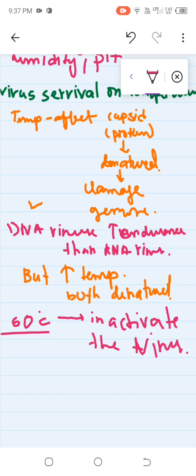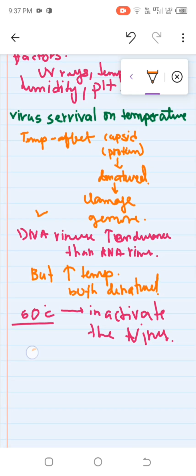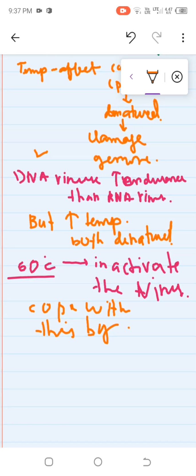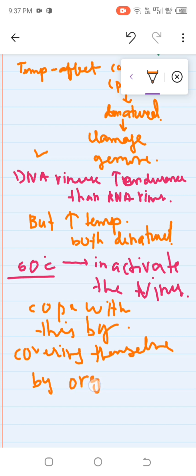Okay, so how does the virus cope with this situation? Basically, viruses cope with this by covering themselves with organic components. So viruses basically cover themselves with organic components.